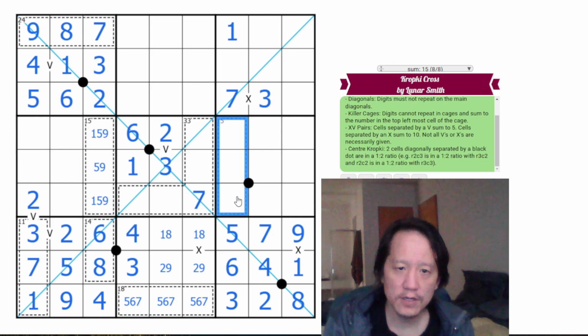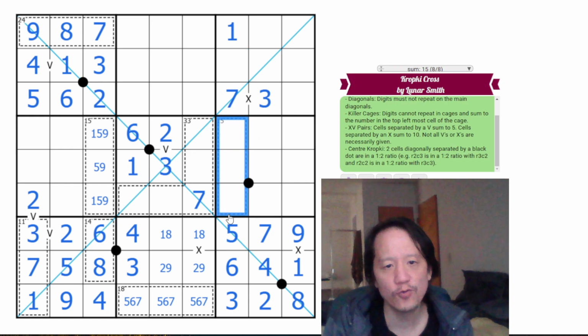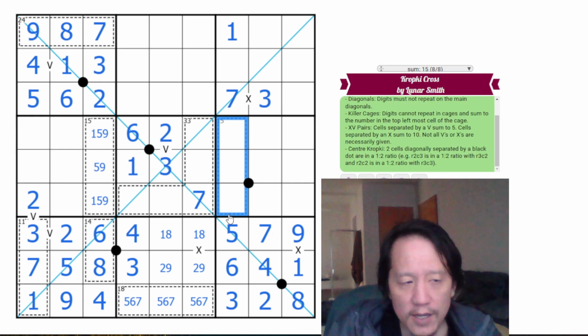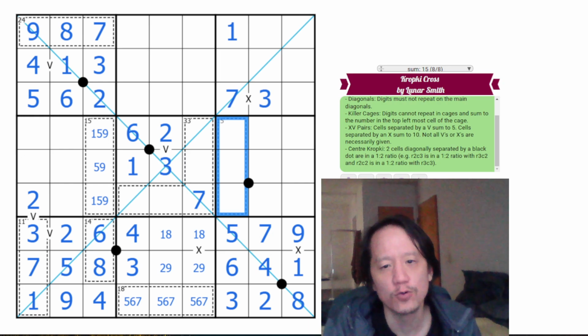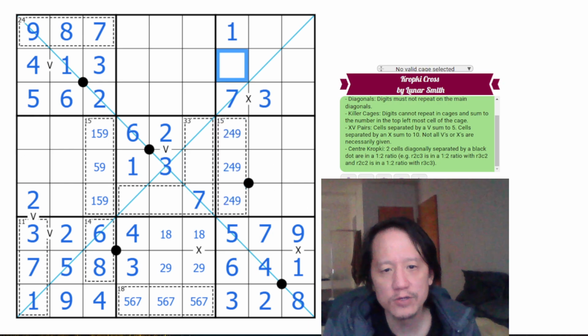So then, this can't be 4, so this must contain a 4. So it's either 4 with 2 or 9. It cannot be 3, 8, cannot be 5, 6. It cannot be 4, 7. So it has to be 4 with 2, 9. So 2, 4, 9, which means this is 8.